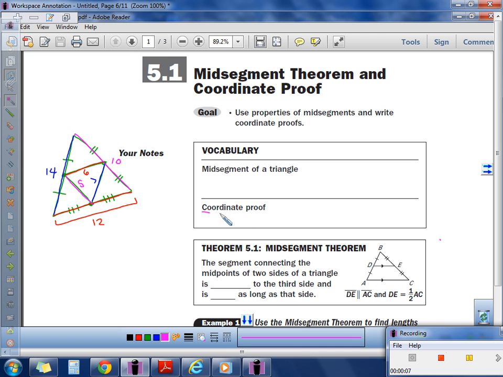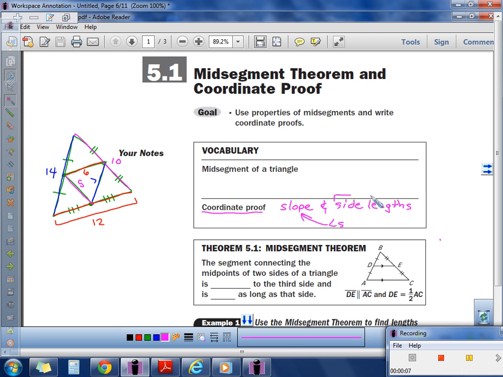You've actually done these already. Coordinate proof is when you graph shapes and you prove things about them using a graph. What are some critical things you have to be able to prove when you graph things? Okay, sometimes you'll use slopes. What else? Side lengths. Good job. And slope deals with proving stuff about angles.